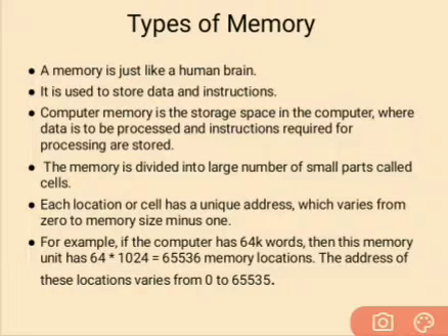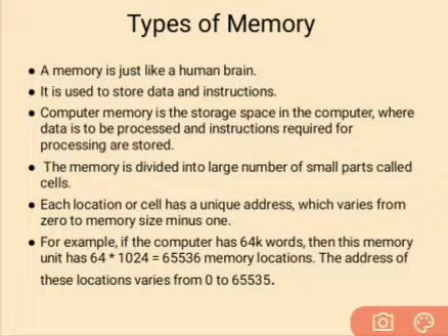minus 1. For example, here given, if the computer has 64K words, then this memory unit has 64 into 1024, that equals 65,536 memory locations. The address of these locations varies from 0 to 65,535. So these are the cells which are going to hold the address.